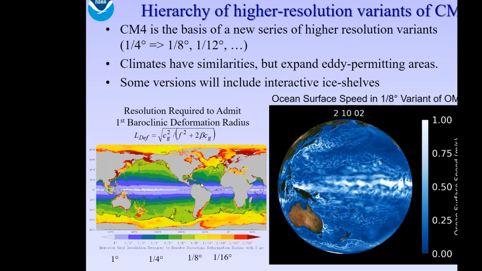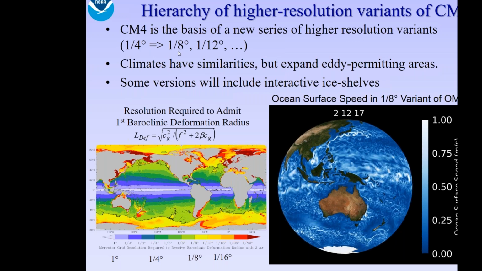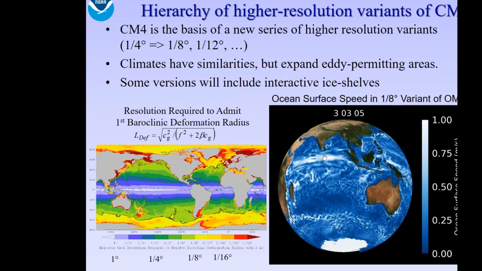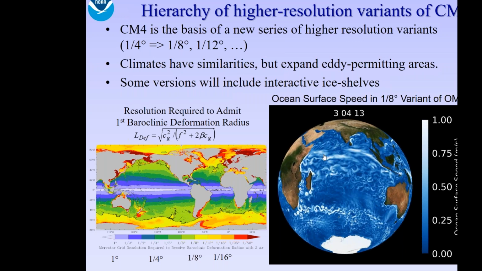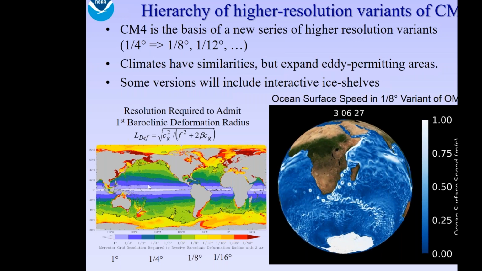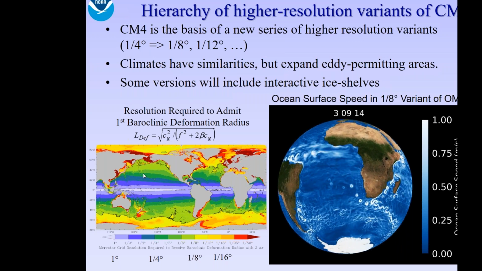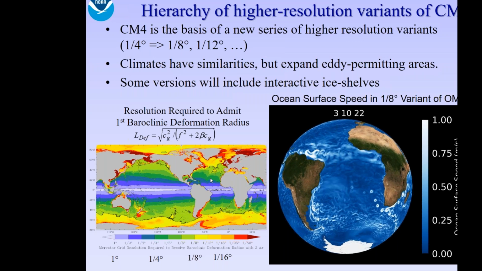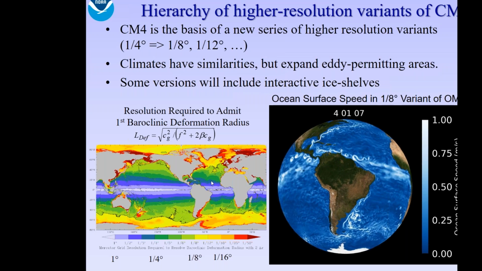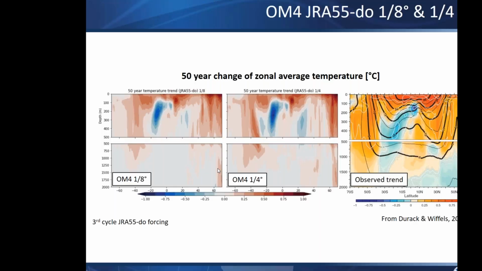And so following on from this, we at GFDL are working on a hierarchy of higher resolution coupled and ocean-only models. And here in the bottom right, you see the surface speed in a 1/8 degree variant of this previous 1/4 degree model, with the goal being to resolve enough scales to start to admit first baroclinic mode, basically mesoscale eddies, over a larger range of latitudes as we push to higher resolutions, as illustrated here in the bottom left.